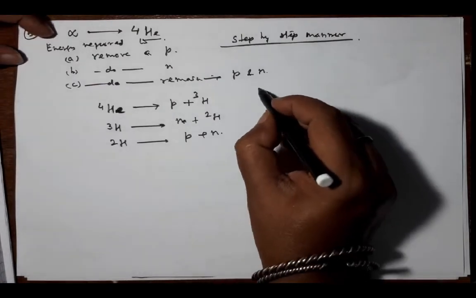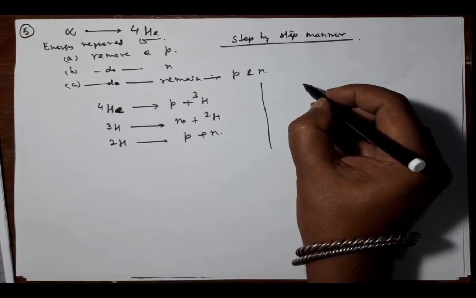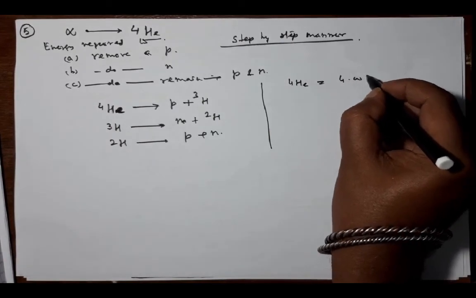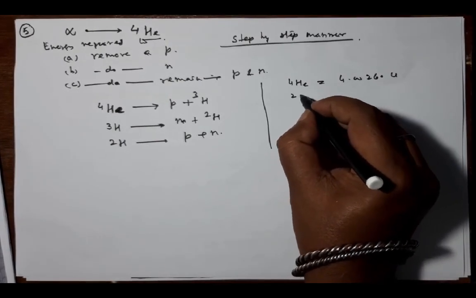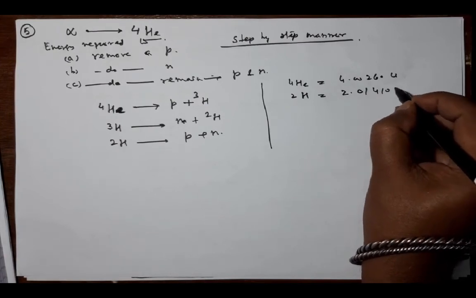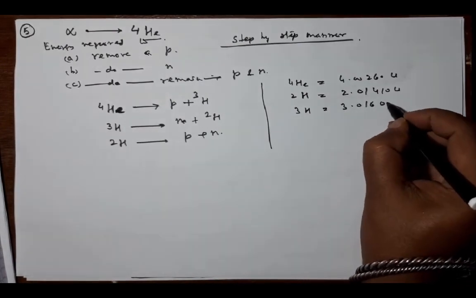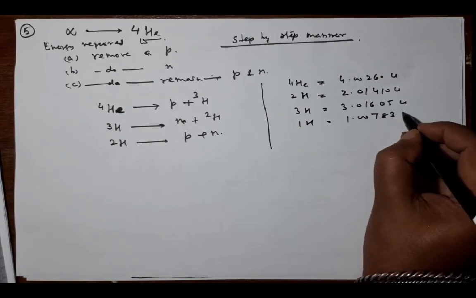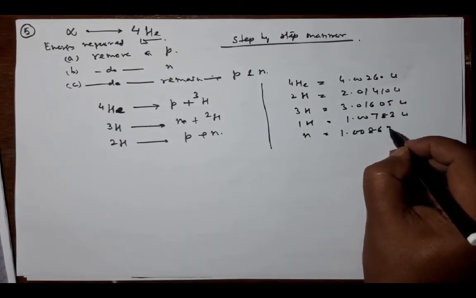Now here what is given is 4He mass is 4.0260 U, then 2H mass is 2.01410 U, then 3H mass is 3.01605, then 1H mass is 1.0783 U, and mass of neutron is 1.0867.